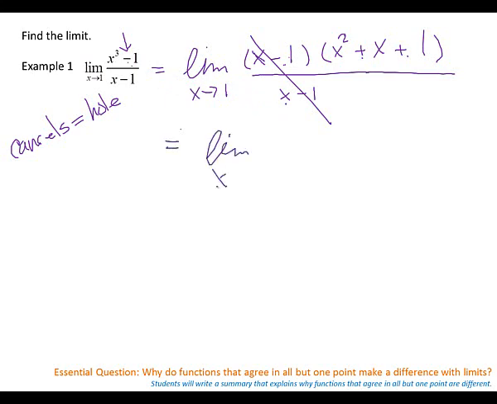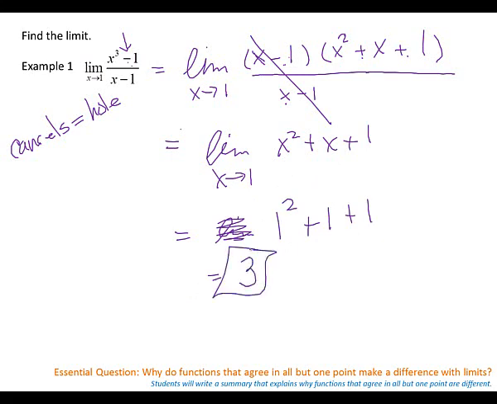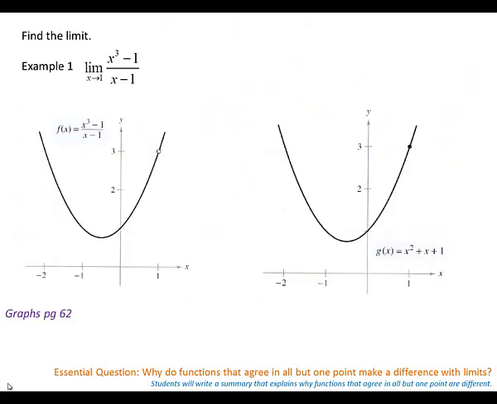Alright, so now I'm down to the limit as x approaches 1 of x squared plus x plus 1. Now can I sub my 1 in there and get a limit? Sure. I'm just subbing it. 1 squared plus 1 plus 1. What's 1 squared? 1. What's 1 plus 1 plus 1? 3. Did I get the limit I expected? Yeah, same one as what's on that graph, right? So that's the picture of it.